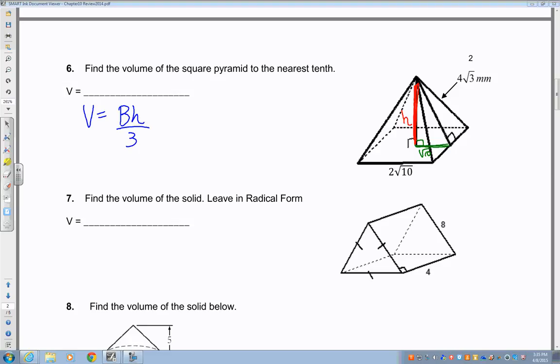Now, let's talk about what they're pointing to. This line right here, this is the edge. That is the edge. Now, I wish I had a different color, but I don't. This right here, that is your L, which is your slant height.